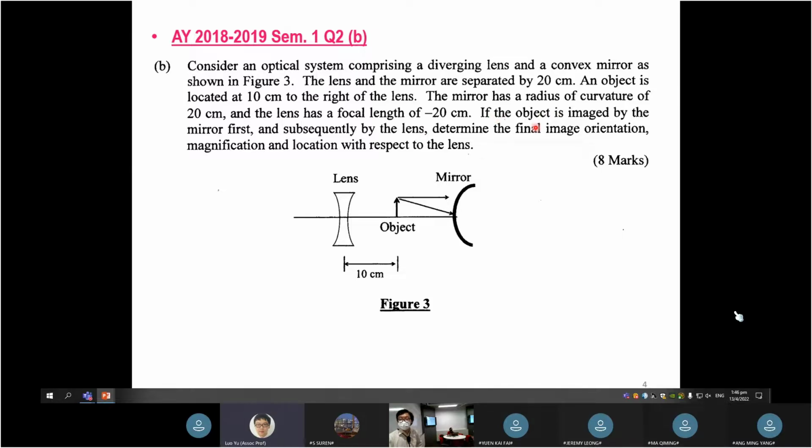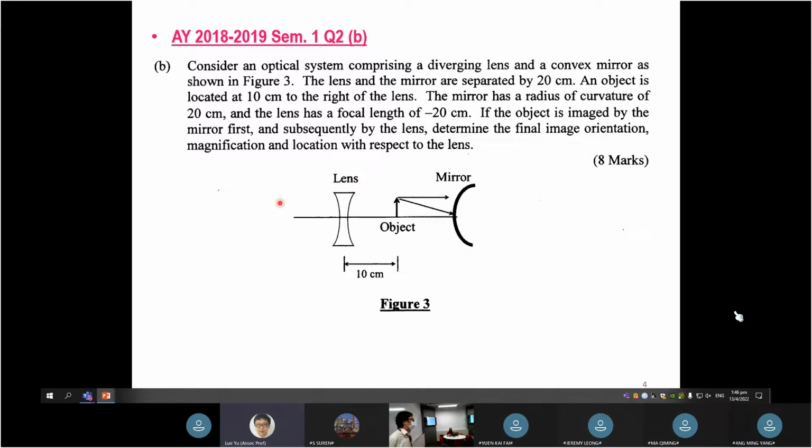If this object only emits to the right, it will be imaged by the mirror first, and then the reflected light will go through the lens to form a second image. So the question wants you to determine the final image formed by the lens: its orientation, magnification, and location. Clear about what this question asks for? Take a look. My object is located at this position. It emits to the right, first imaged by the mirror, then the lens. We want to look at the final image.